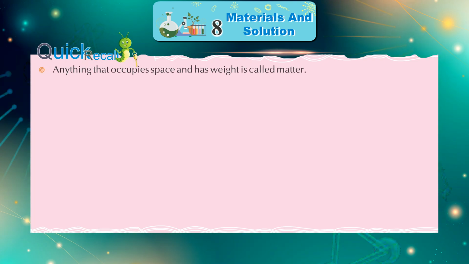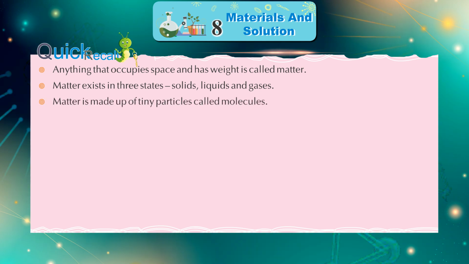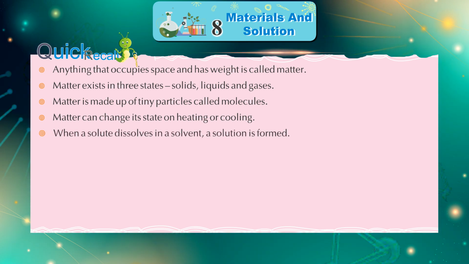Quick recall. Anything that occupies space and has weight is called matter. Matter exists in three states: solids, liquids, and gases. Matter is made up of tiny particles called molecules. Matter can change its state on heating or cooling. When a solute dissolves in a solvent, a solution is formed.